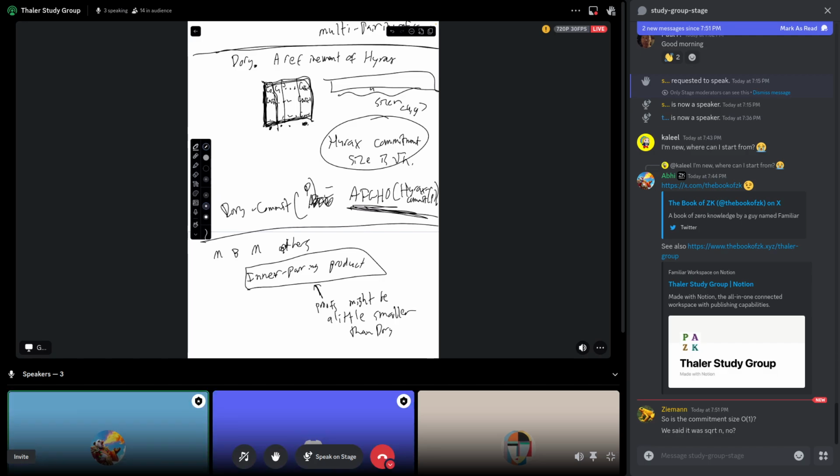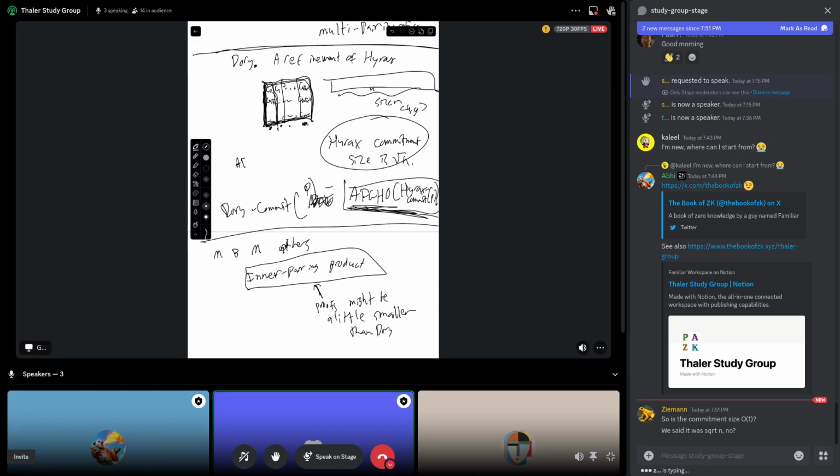There's a question from chat which just says, is the commitment size 1, or I thought it was square root of n? Yeah, no. So Hyrax, it's square root of n. Dory, it's just one group element in the target group. So Hyrax, the commitment is one Pedersen vector commitment per column. Dory, the commitment is an AFGO commitment to the Hyrax commitment, so that's just one group element.